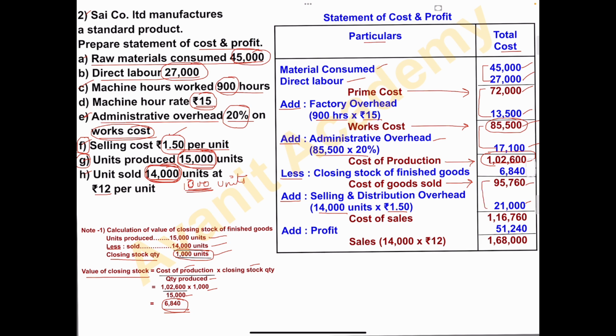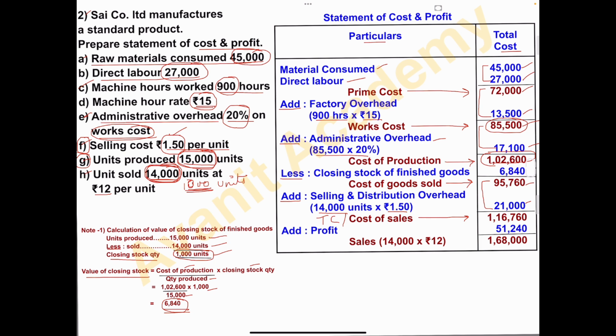Add these two amounts: 95,760 plus 21,000. Total is 1,16,760. This is called cost of sales, or you can write total cost. Total cost or cost of sales is 1,16,760.